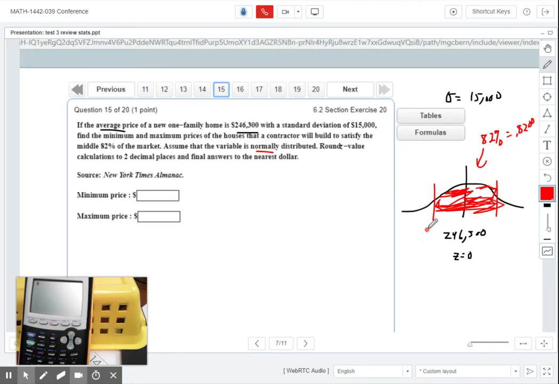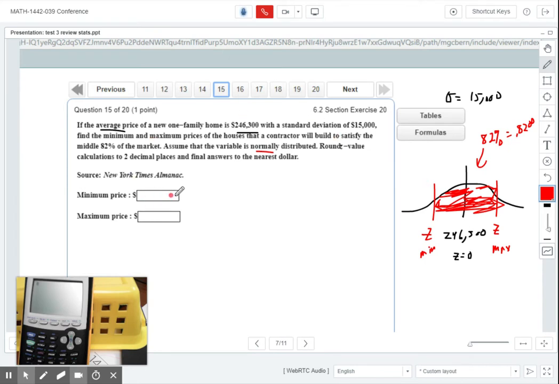And we need to find z-values here and here. That's what they're asking for. They're not asking for that. They're asking for the minimum and the maximum. This is the minimum number. If you look at the price of homes, this is the minimum and this is the maximum. The one in the middle is the average.